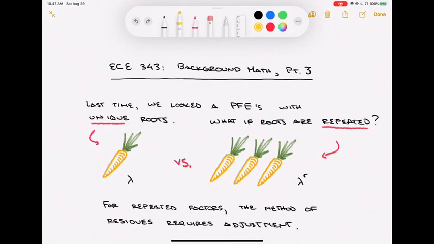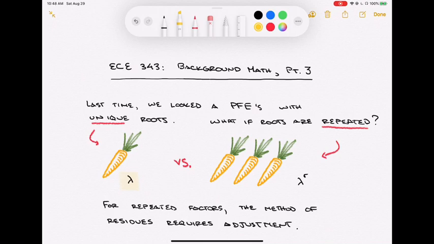This is the third lecture in the background math chapter for ECE 343 Signals and Systems. Last time we were taking a look at partial fraction expansions. In that particular case, we looked at rational functions where the roots in the denominator were all unique. We called those roots something like lambda, and each one found in the denominator was unique, and so the methods worked for that particular case.